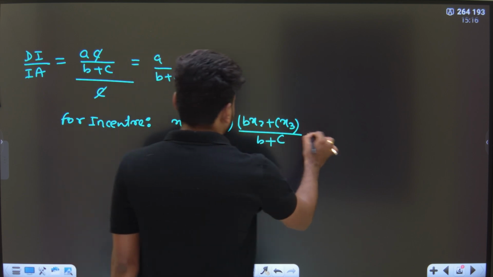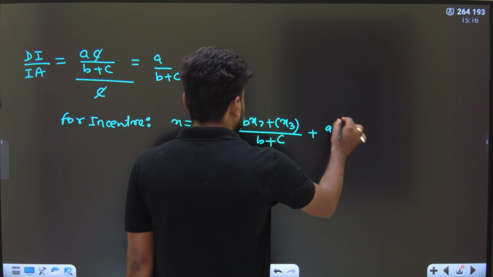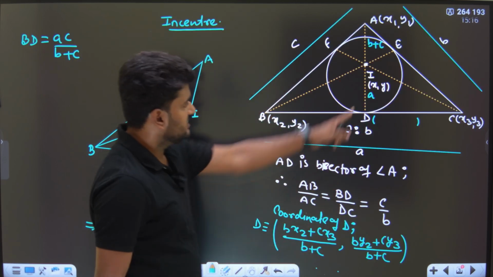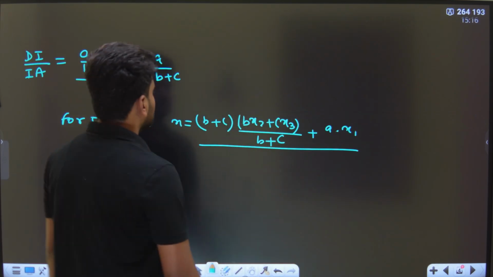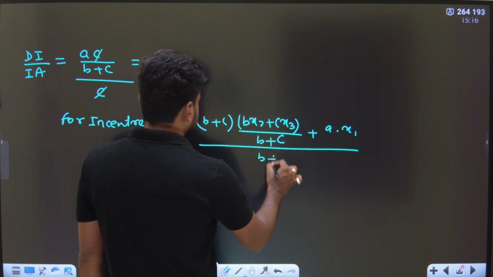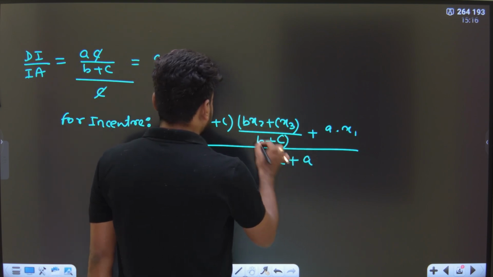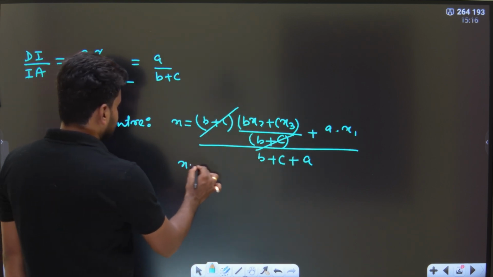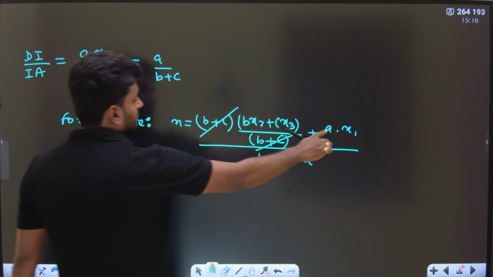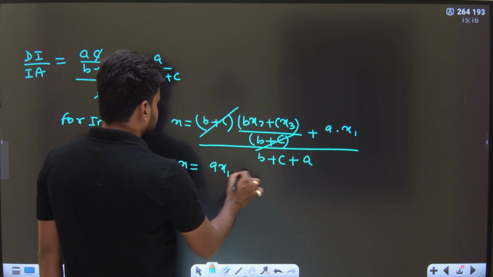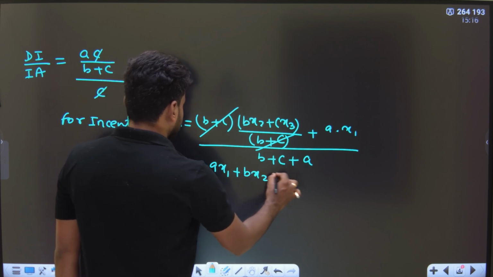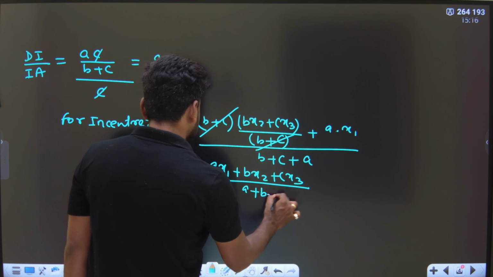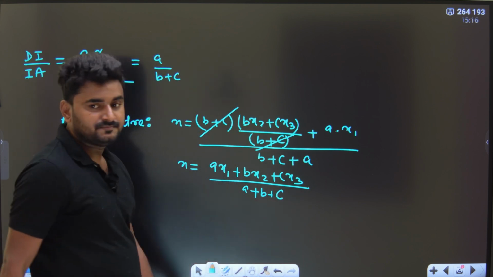plus A into x1. So x1 is already x1, you can see A into x1, so whole upon B plus C plus A. Finally, this B plus C will cancel, and the x coordinate of the incenter we are getting is A x1 plus B x2 plus C x3 upon A plus B plus C.